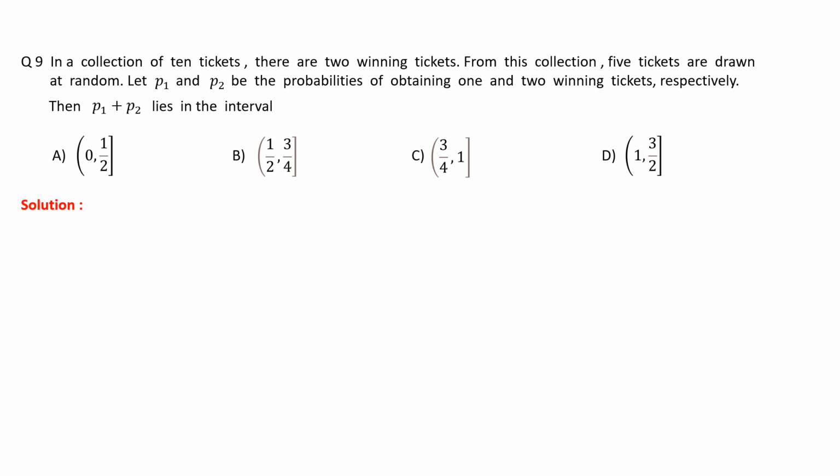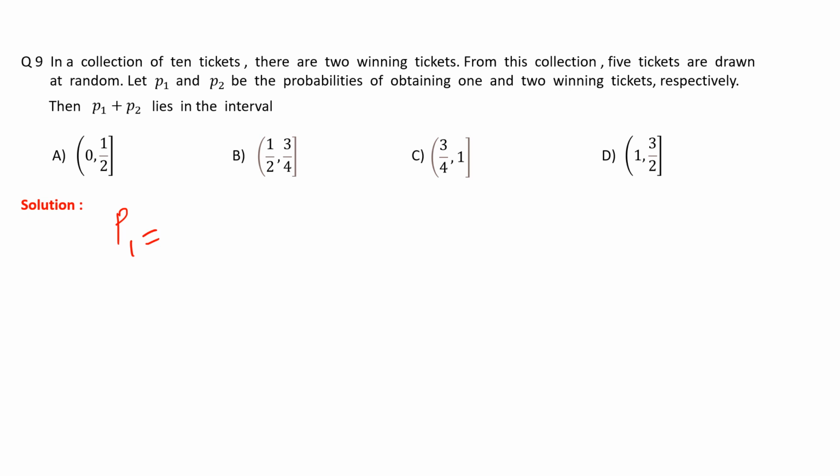Now this is the next question. It says in a collection of 10 tickets, there are 2 winning tickets. From this collection, 5 tickets are drawn at random. Let P1 and P2 be the probabilities of obtaining 1 and 2 winning tickets respectively. Then P1 plus P2 lies in which of the following intervals? Basically, we have to find the value of P1 plus P2, and then we'll be seeing in which particular interval it falls. Now, P1 is the probability of drawing 1 winning ticket, right?